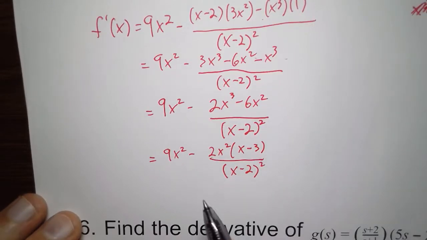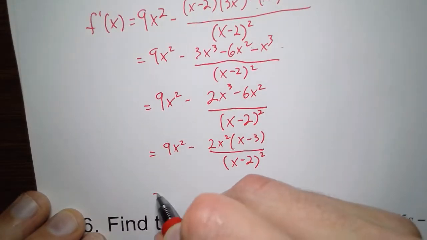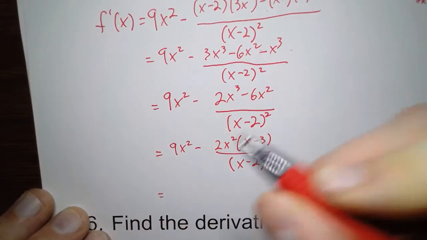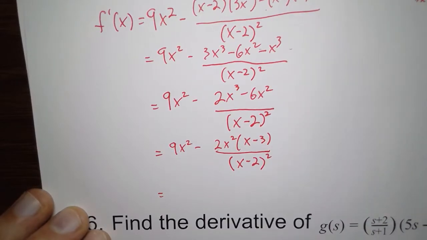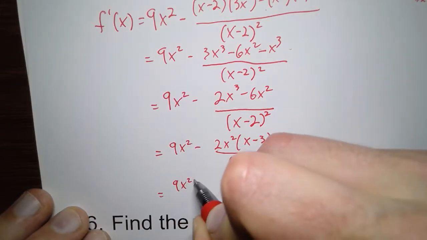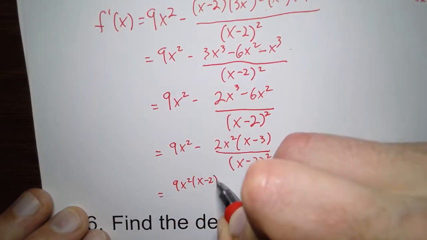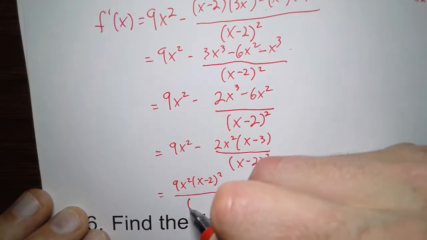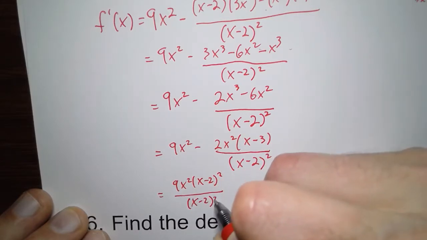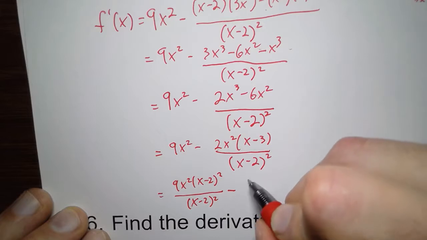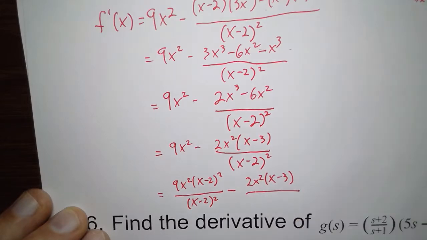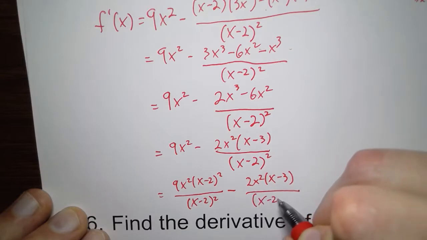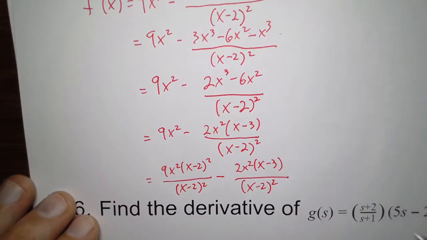So, to simplify this further, we have to multiply 9x squared by x minus 2 quantity squared to give us that common denominator. So 9x squared, x minus 2 squared over x minus 2 squared minus 2x squared times x minus 3 all over x minus 2 quantity squared.